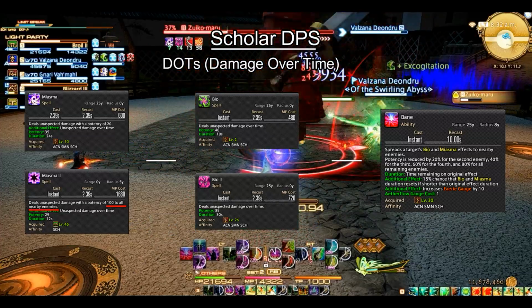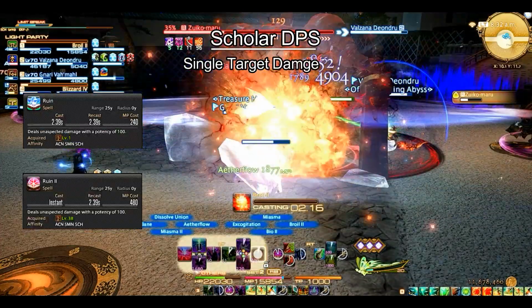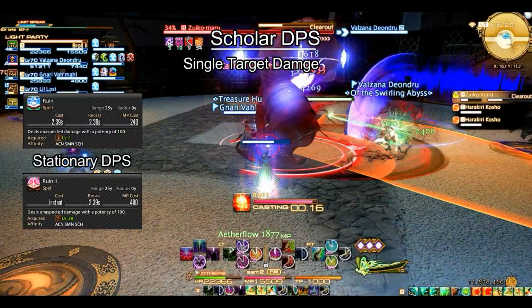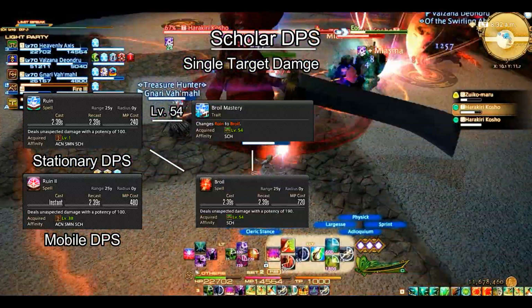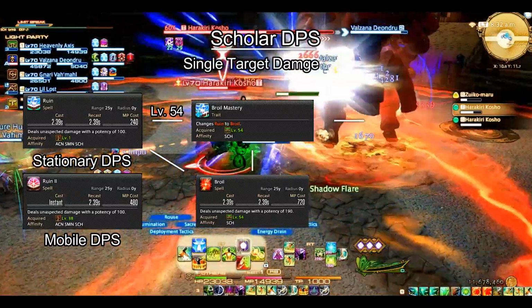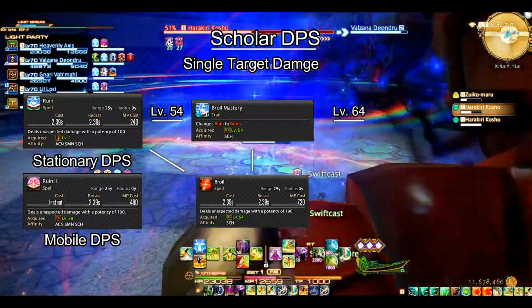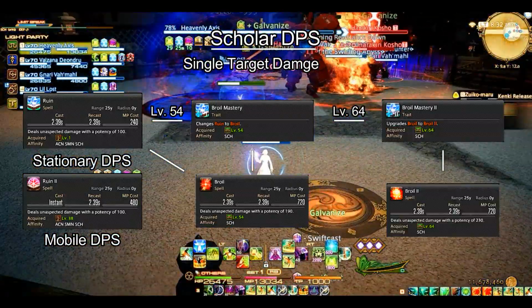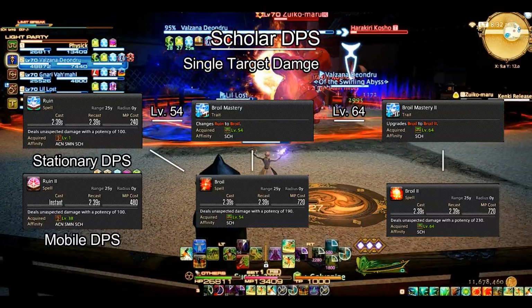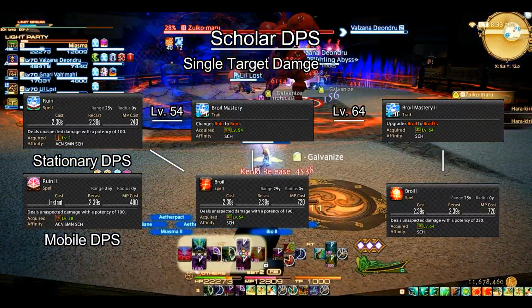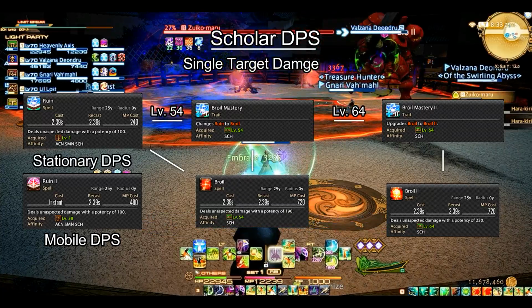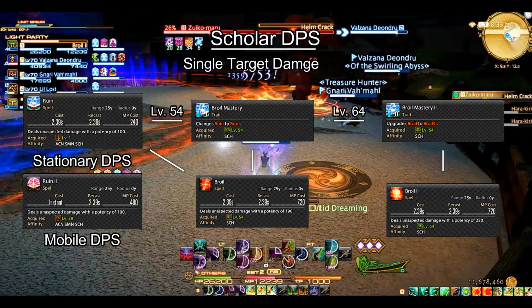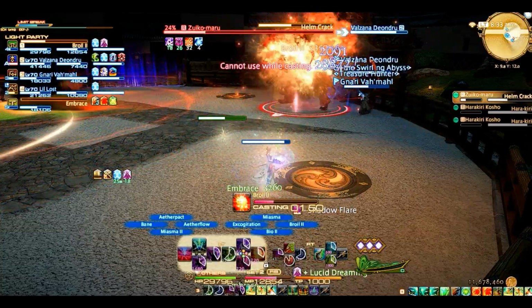For your single target damage, you have Ruin and Ruin 2, with Ruin being your stationary DPS, and Ruin 2 being your mobile DPS as it has no cast time. At level 54, you unlock Broil Mastery, which upgrades Ruin into Broil, and again at level 64, you unlock Broil Mastery 2, which further upgrades Broil into Broil 2, leaving you with Broil 2 as your source of stationary DPS, and Ruin 2 as your on-the-move damage.